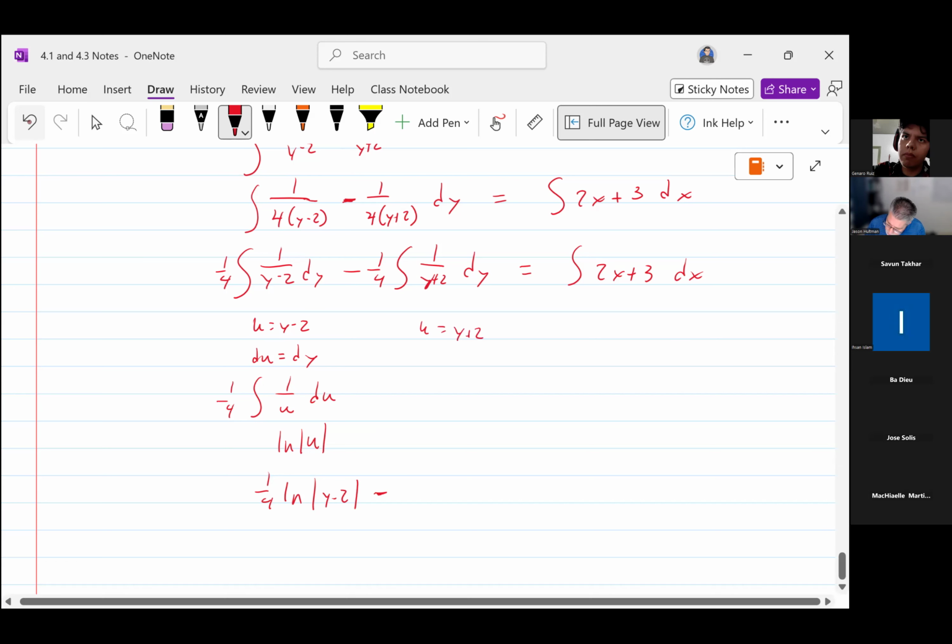With y plus 2, du is equal to dy, where you get negative 1/4 times the integral of 1 over u du. This is going to be minus 1/4 natural log of u. Again, same thing. And then this is just 1/4 times the natural log of y plus 2. On the right side, let's just integrate that. That's an easy integration. That's just x squared plus 3x plus c.